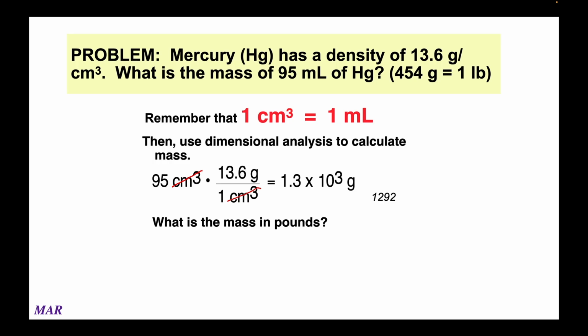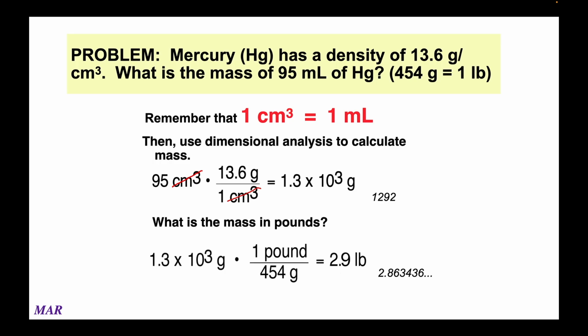And if you wanted to know it in pounds for whatever reason, no problem. We can now use the conversion of 454 grams equals 1 pound. So again, notice here on these factor label problems, you're starting with one type of unit and converting to another. In the last one, we went centimeters cubed to grams. In this one, we're going to go grams to pounds. So we'll take the grams, we'll use the conversion of 1 pound over 454 grams. You can see how grams on the top cancels grams on the bottom. In your calculator, you'd go 1.3 times 10 to the third divided by 454, and you'd end up with 2.9 pounds of mercury.